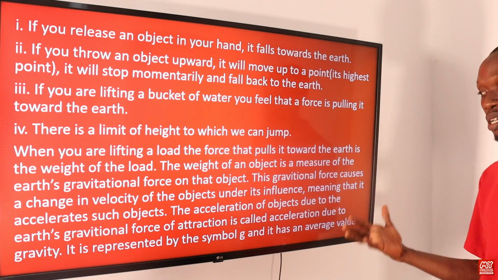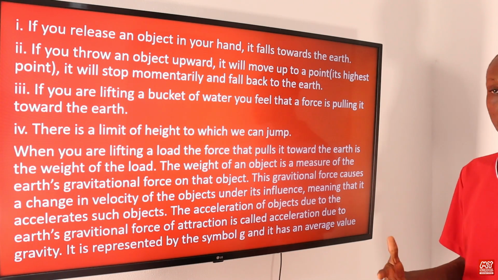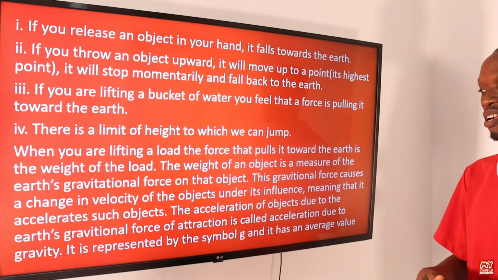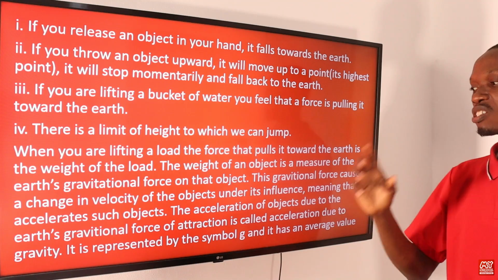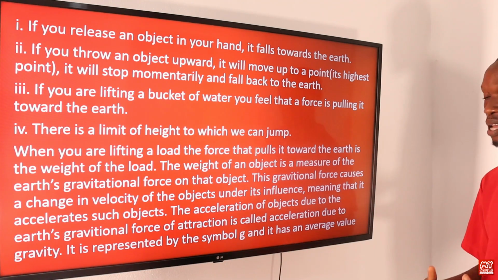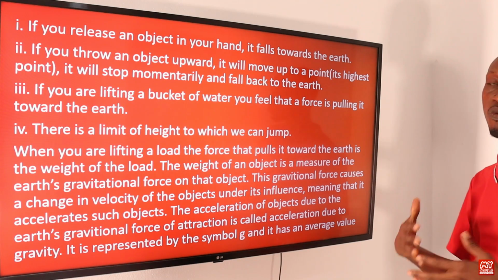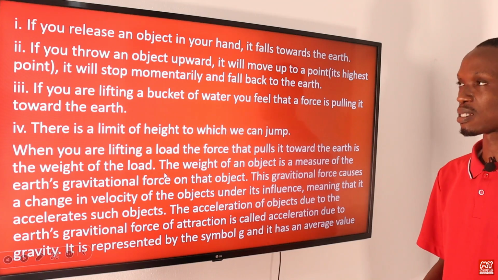So here essentially we are saying that acceleration due to gravity is the acceleration of an object due to the Earth's gravitational force of attraction. It is represented by the symbol g, small letter g, and it has an average value of 9.8 meters per second squared. Let's move to the next slide.